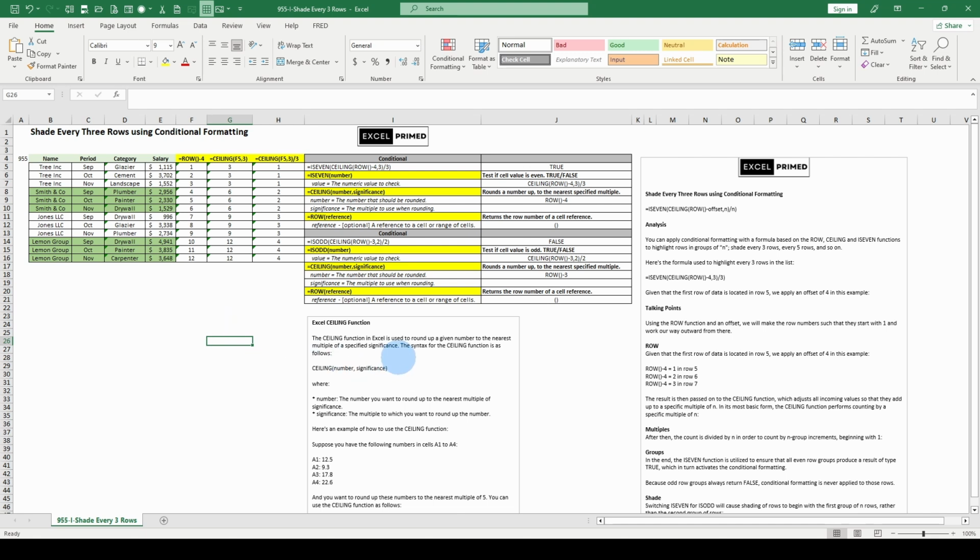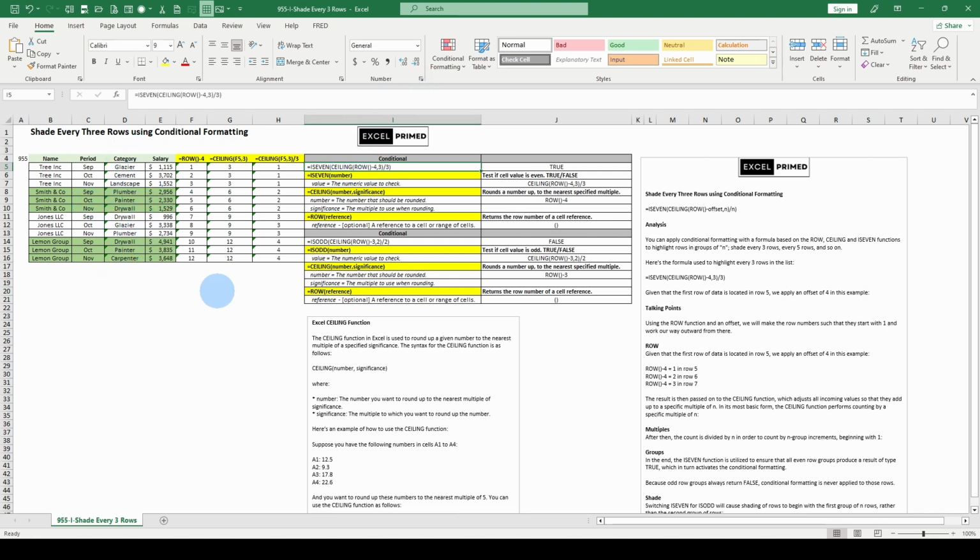The CEILING function is used to round up a given number to the nearest multiple. Okay, we know that. The key thing here is identifying the multiple. The multiple is going to be how many rows? 3. How are we going to get there? We're going to use the ROW function. It's sort of an offset. Here is the even. Here is the odd. We'll input this into conditional formatting to do this.